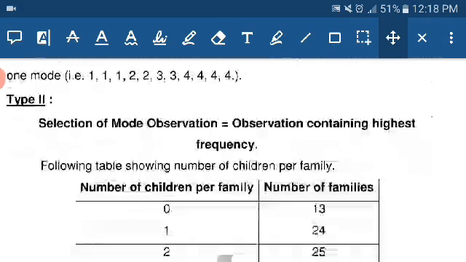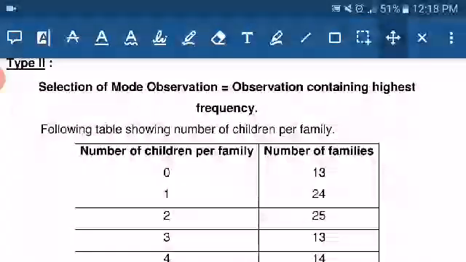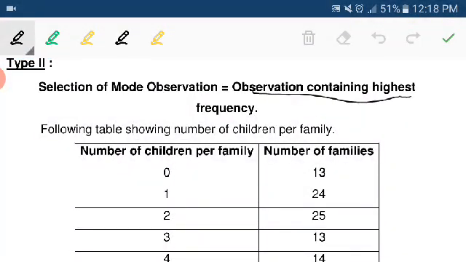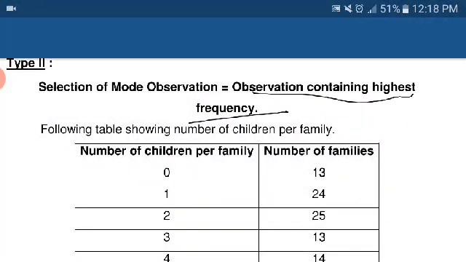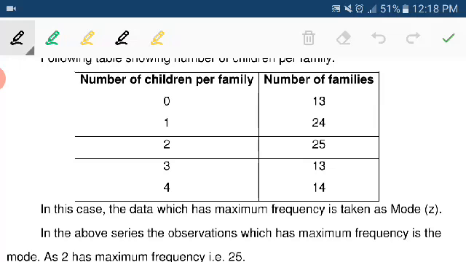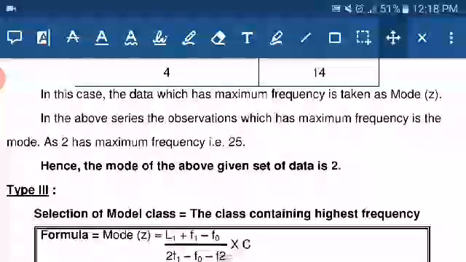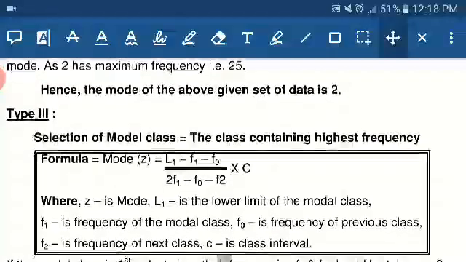Then type 2, selection of a mode, the observation equal to the observation containing the highest frequency. In the following table, the highest frequency for the number of children per family is 2. The highest frequency is 25. So hence the mode of the given set is 2.